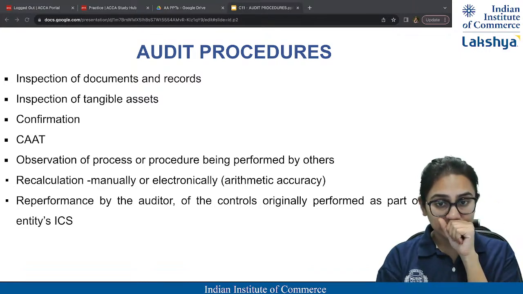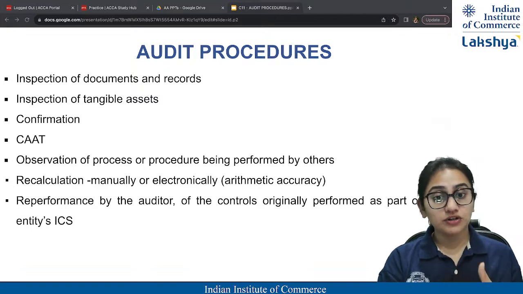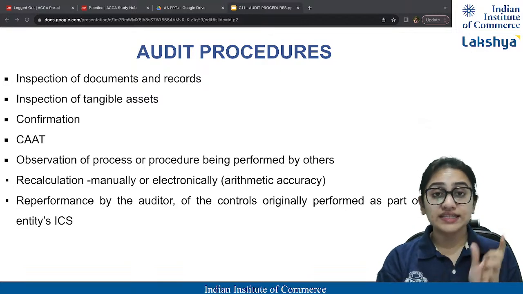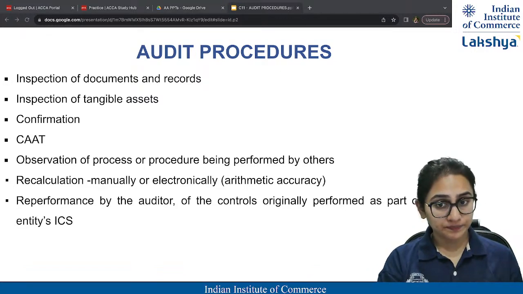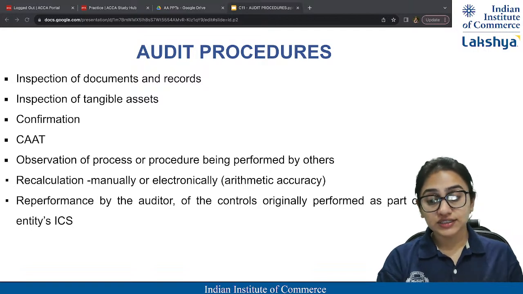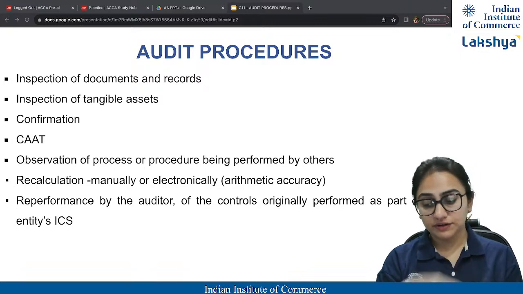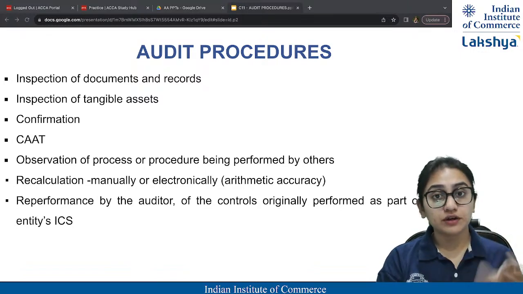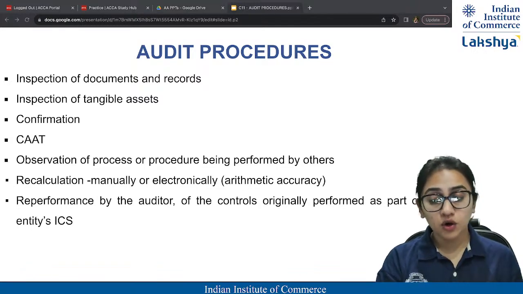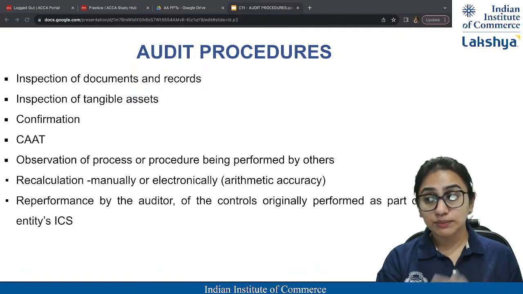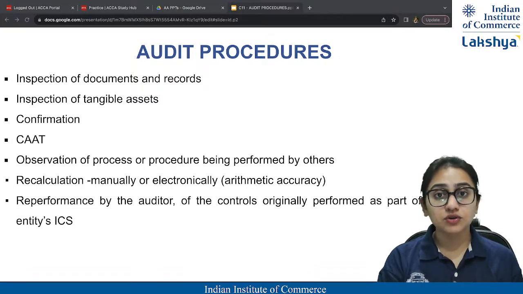Then recalculation, manually or electronically. Whatever figures are there in the books of accounts, they are the calculations by the management, right? You will not trust every figure that is there. On a random basis, you will pick figures, like you will pick a figure of building, you will pick a figure of bad debts, and you will recalculate it either manually, like yourself, or you will do it electronically using the computer assisted auditing techniques and find out the arithmetical accuracy of that. So is the management's calculation in that accurate or not?